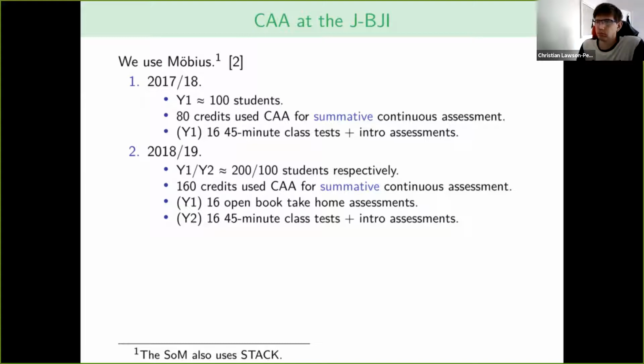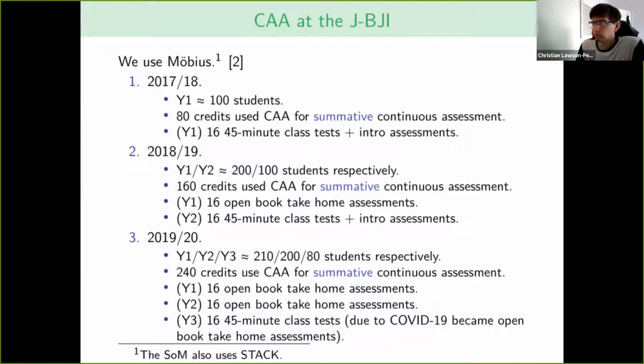And so the view was, if staff were writing closed book tests in the first year, they would then gain an understanding of the Möbius system and be able to write more in-depth questions when they have a bit more time for the following academic year. And so this is the model that we've moved towards over time.